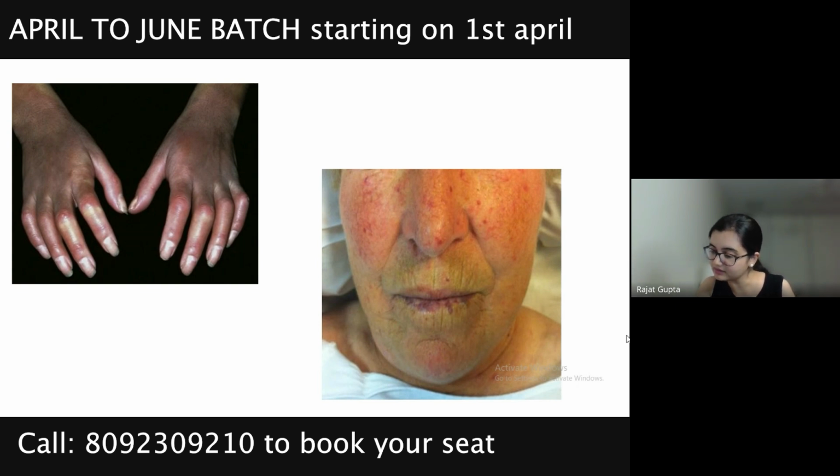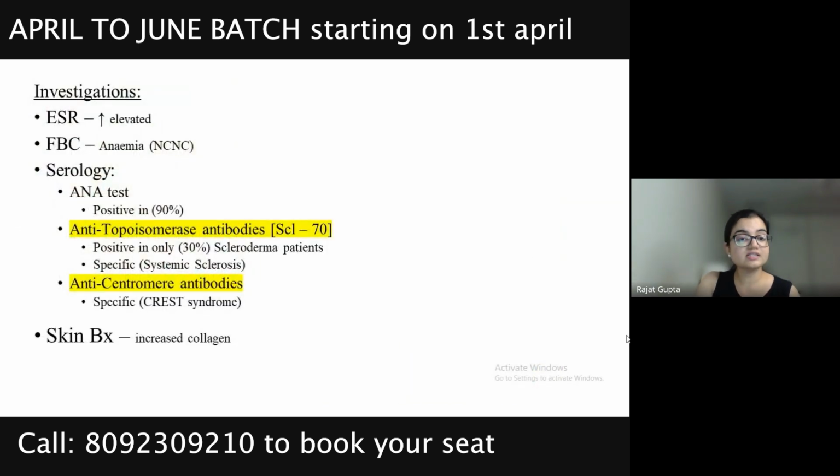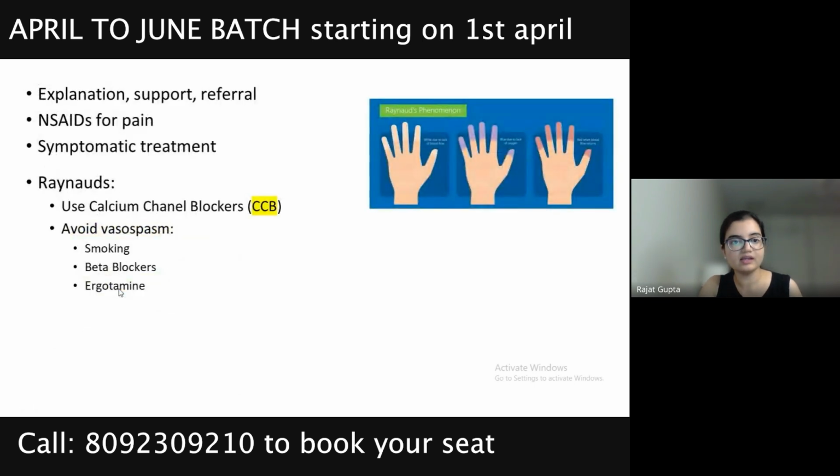Somebody is asking, malar flush is seen in SLE. That's correct. Okay. Investigation, serology, specific ones are going to be anti-topoisomerase and anti-centromere. Remember C and C. If it's CREST syndrome, it's going to be anti-centromere. Skin biopsy will be the most accurate. Then Raynaud's phenomena, calcium channel blockers, stop smoking.